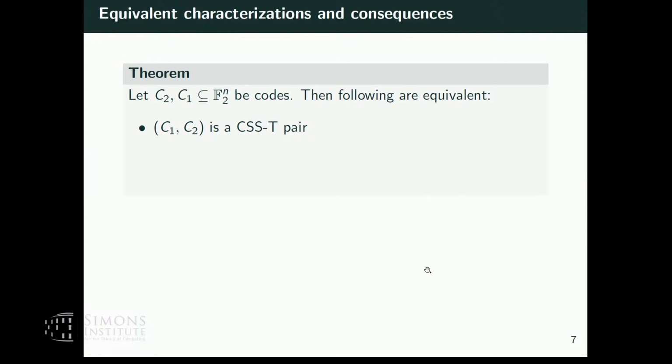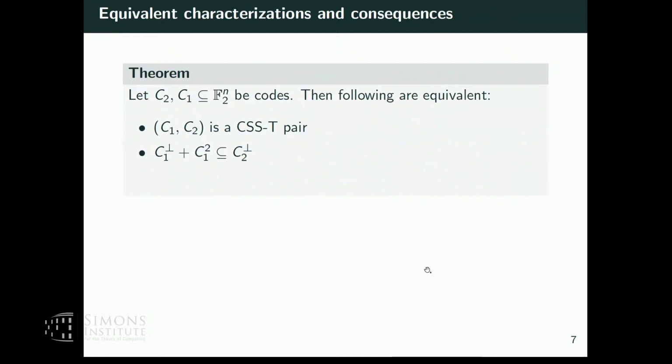So we'll start with two codes, C1 and C2, both binary. These form a CSS-T pair if the code generated by the dual of one code and its square lives inside the dual of C2. Okay, you might be disappointed.